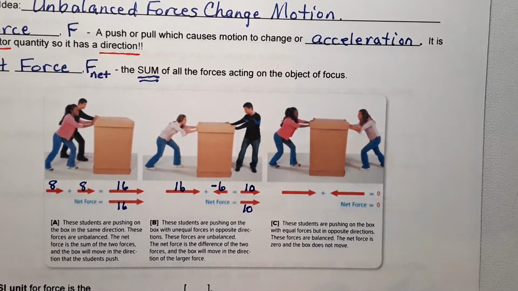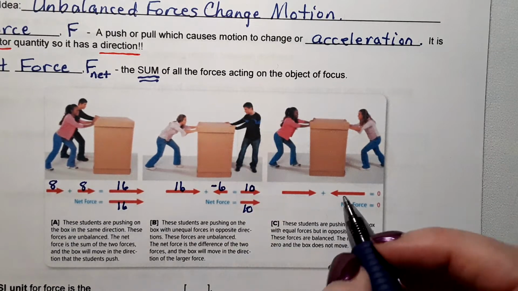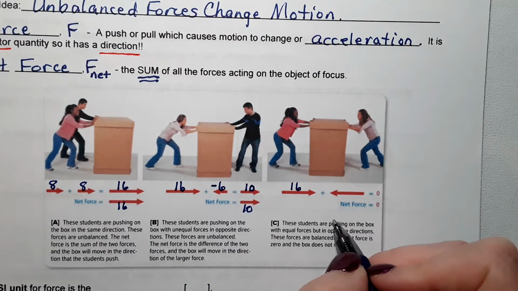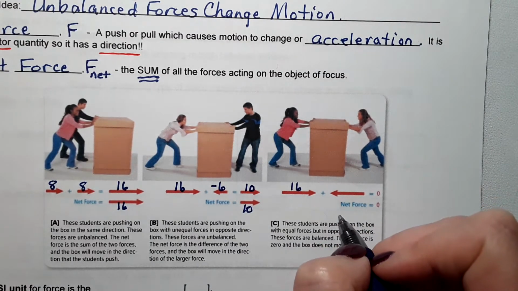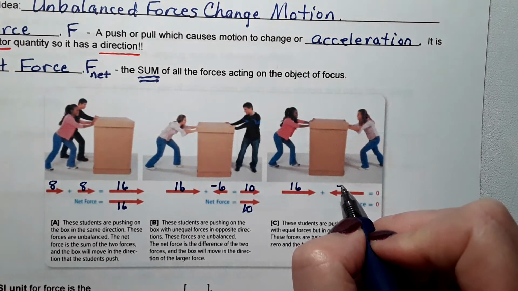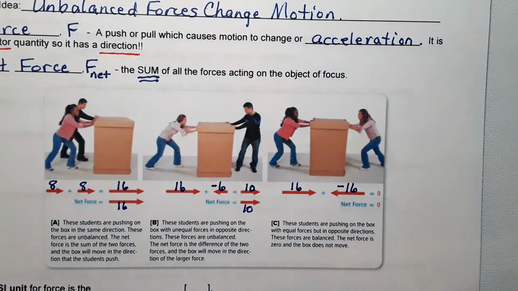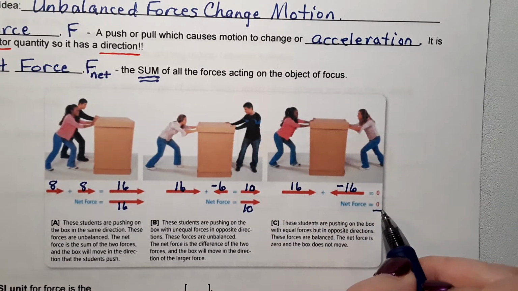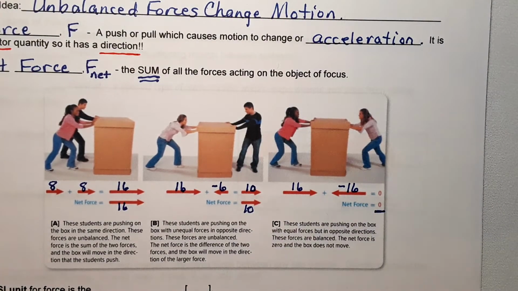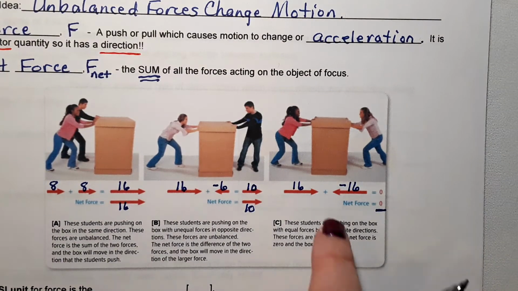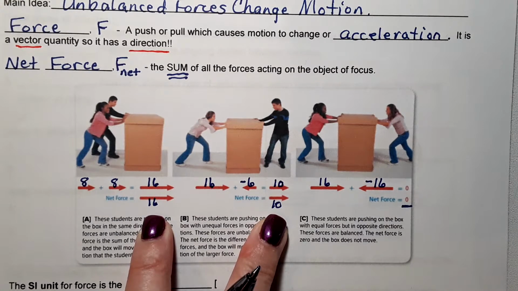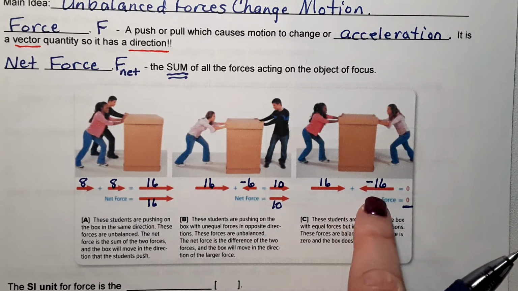Okay, look at the last one. These two girls are pushing on the crate. One is pushing with a force of 16 to the right. The other is pushing with a force of 16 to the left. So that would be negative 16 because of the direction. So 16 plus negative 16 is 0. The net force in this case is 0. So the crate goes nowhere. It doesn't move. But in these two cases, because you do have a net force, it's not being balanced like it is here.